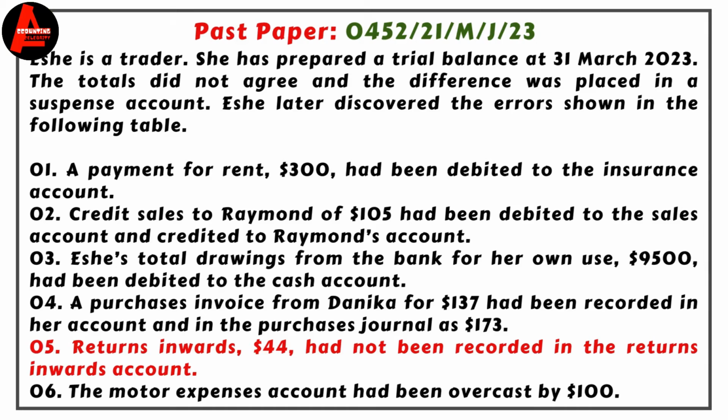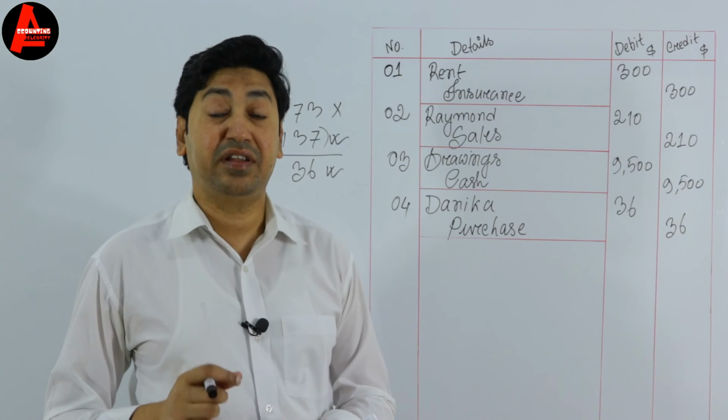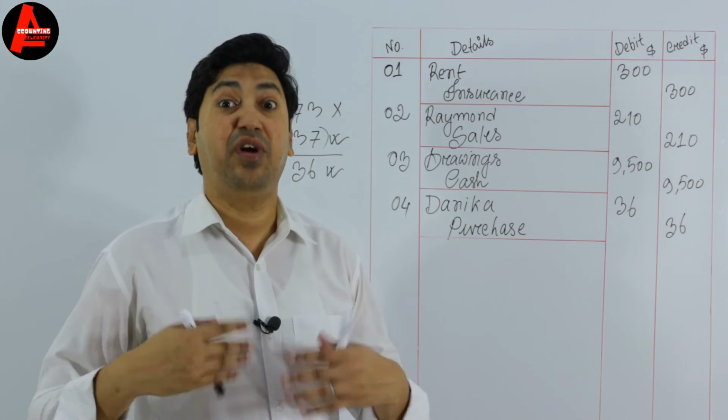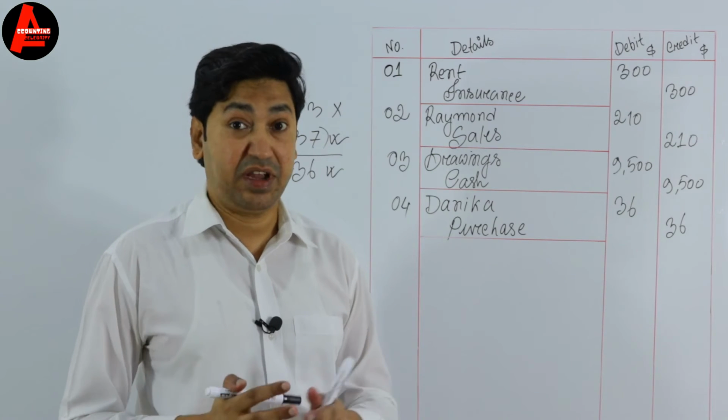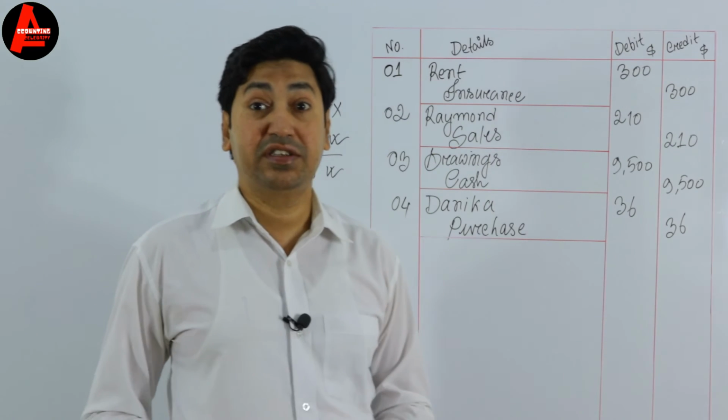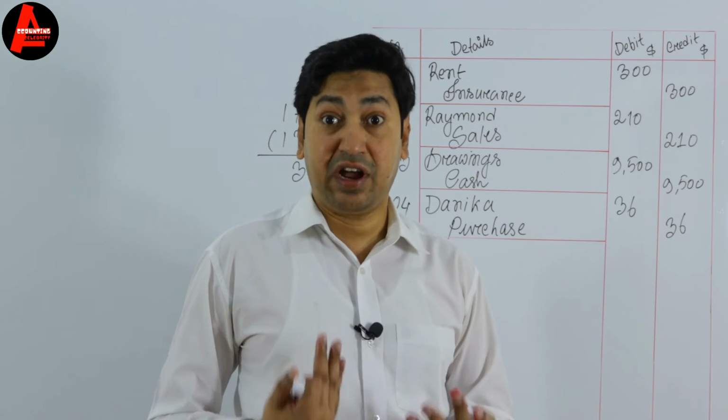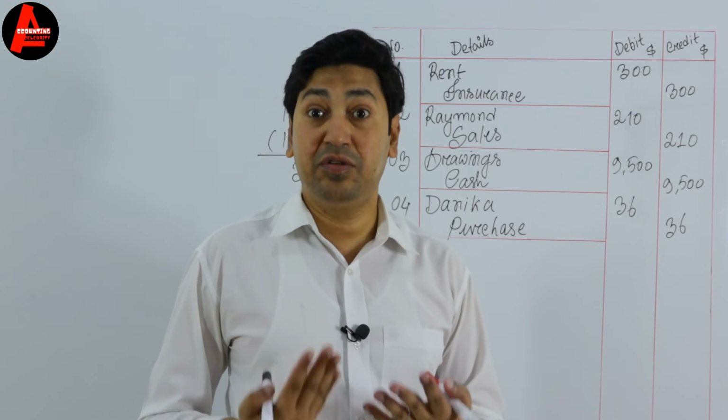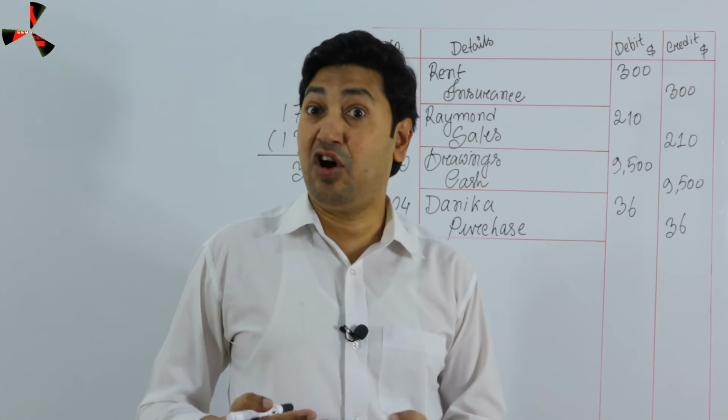Okay, number 5, here we have returns inwards $44 had not been recorded in the returns inwards account. Okay, so return inwards should be recorded in the return inwards account. Yeah, but it is not recorded. So why it is not recorded, we don't know, it is not mentioned here clearly. So what is now return inwards? If we record return inwards now, it will be debited or credited.